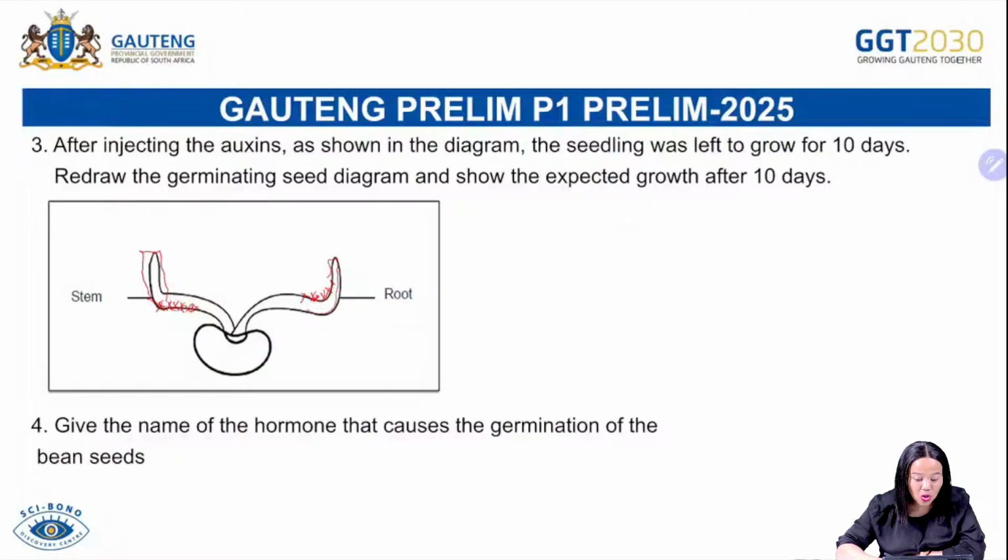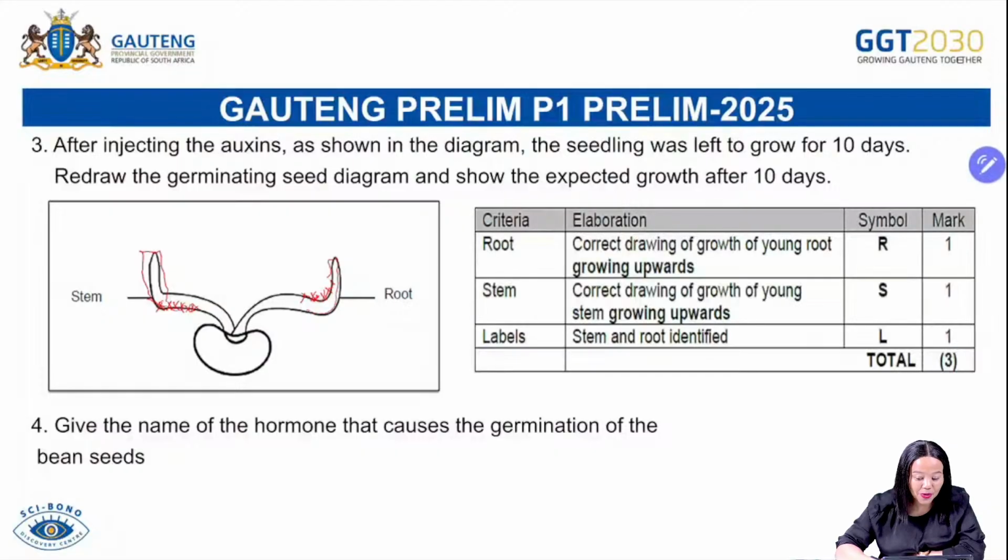So please go back and revise this section, especially experiments that have to do with phototropism and geotropism. Give the name of the hormone that causes the germination of the bean seeds. The name of the hormone that causes the germination of bean seeds, we're talking about what? The gibberellins.